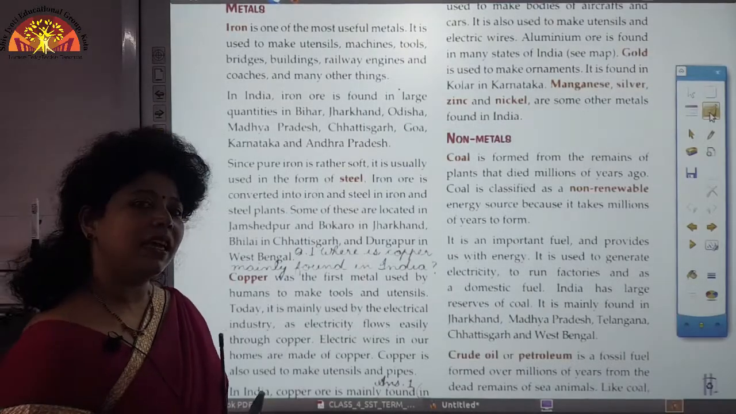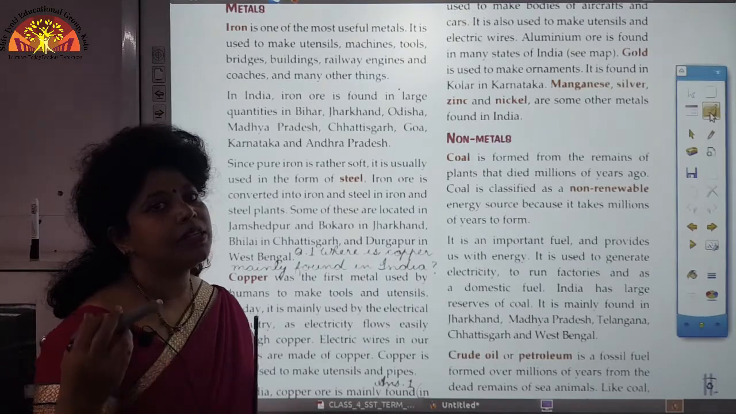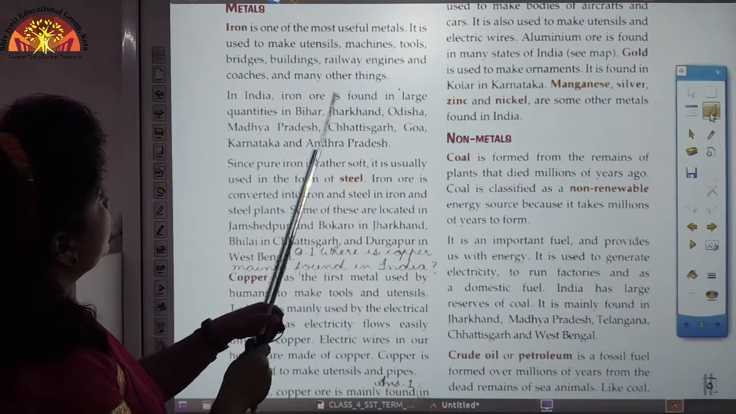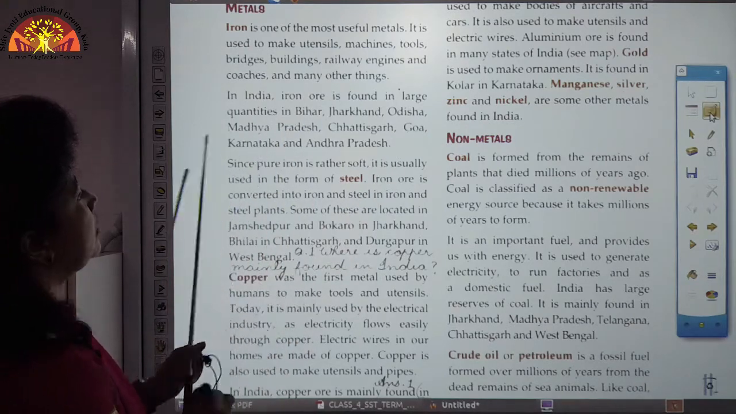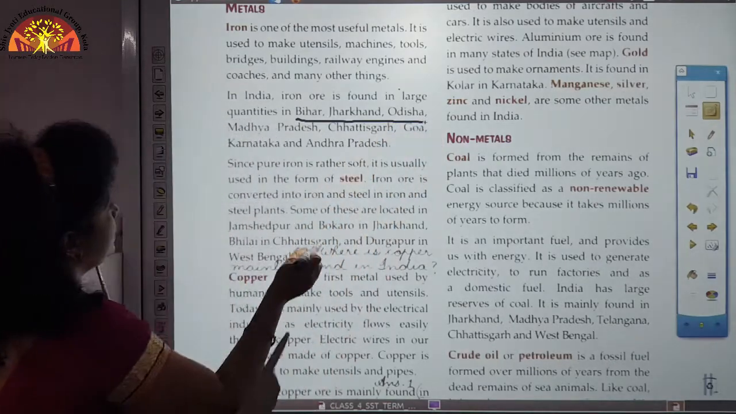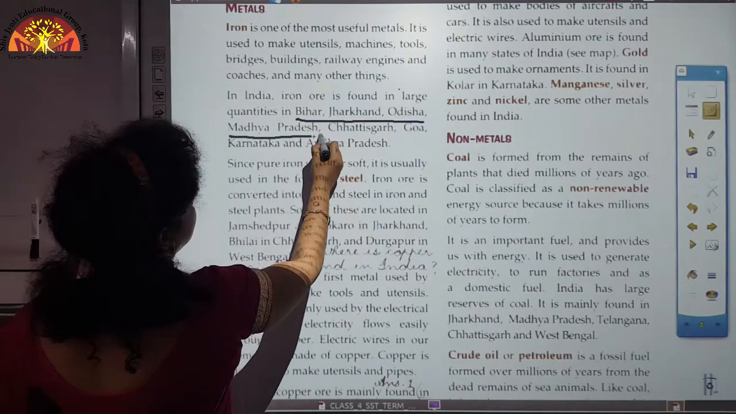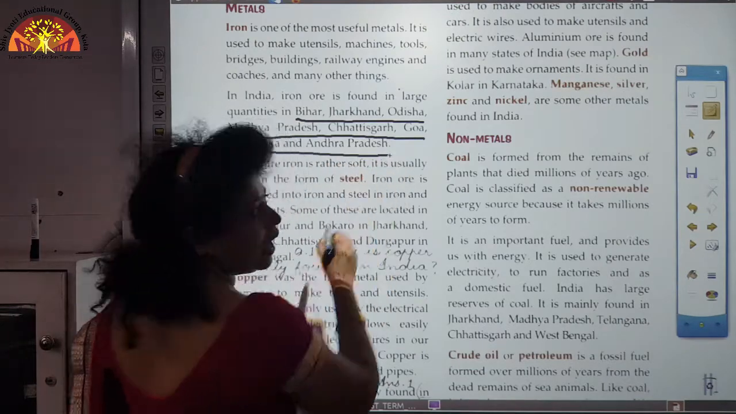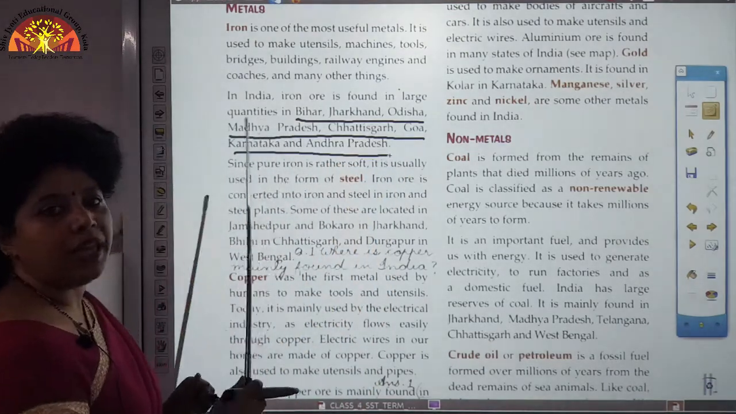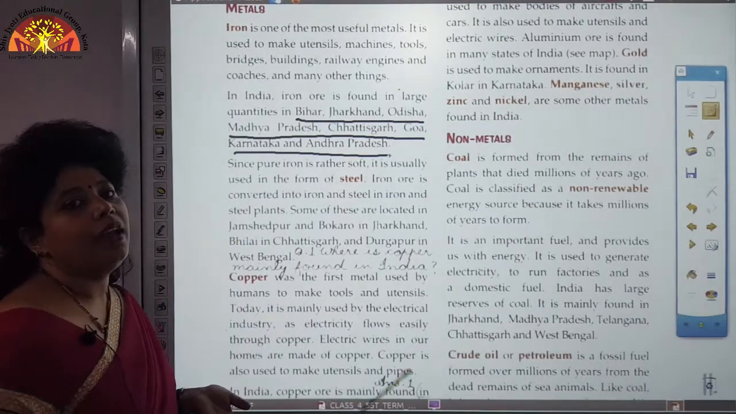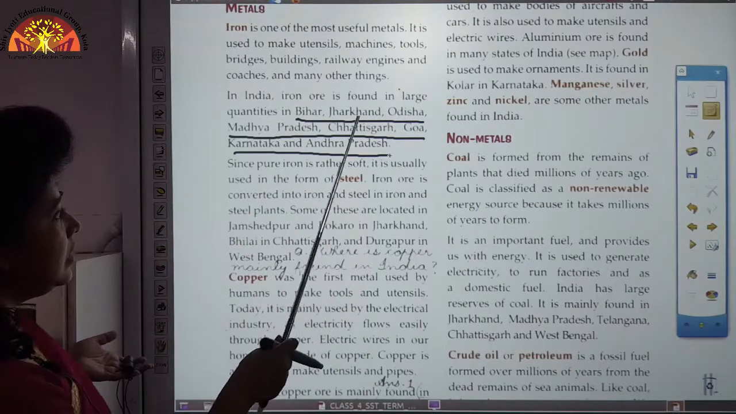Now, let us see where all iron ore is found in India. In India, iron ore is found in large quantities in Bihar, Jharkhand, Odisha, Madhya Pradesh, Chhattisgarh, Goa, Karnataka and Andhra Pradesh. So, these are the places where iron ore is available in plenty and mining of iron is done here.